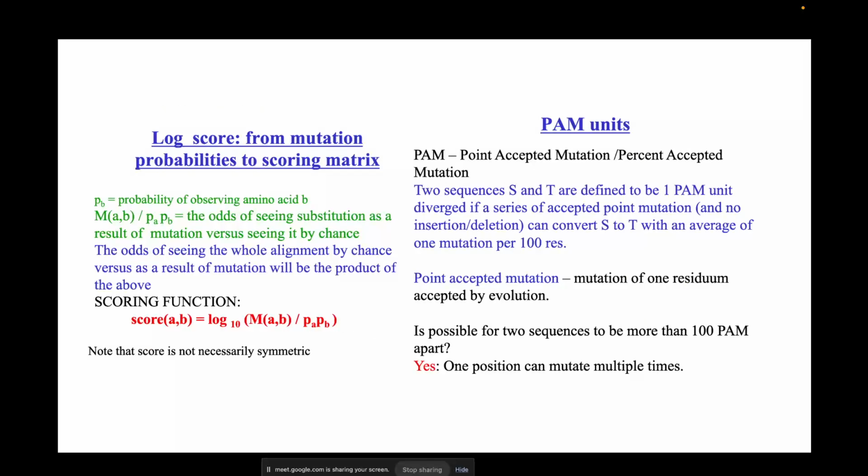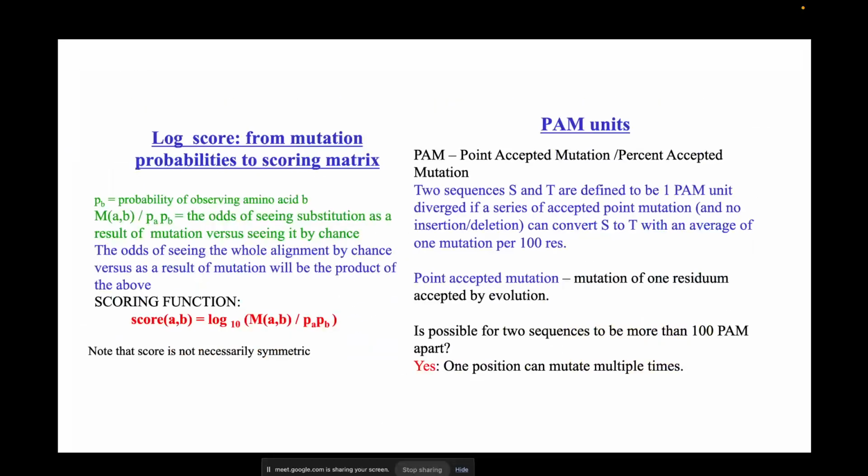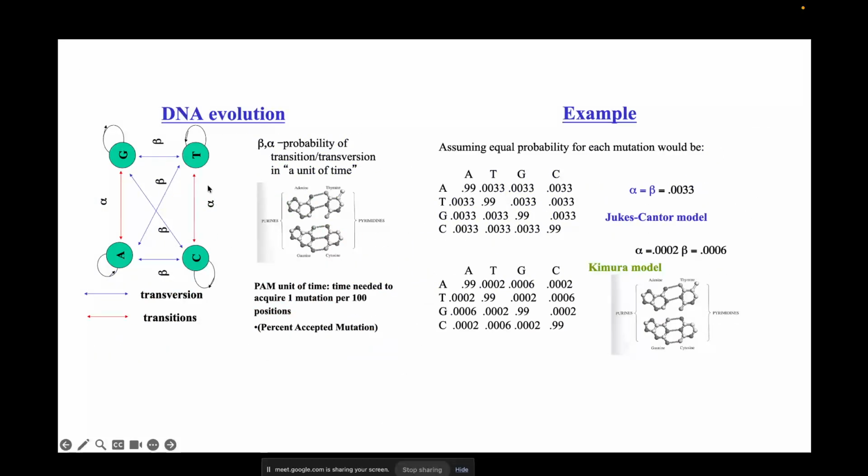I think I'm going to skip this. Okay, just let me quickly tell this. So this is in case of DNA. Similar in case of proteins, but I'm just giving an example in terms of DNA.